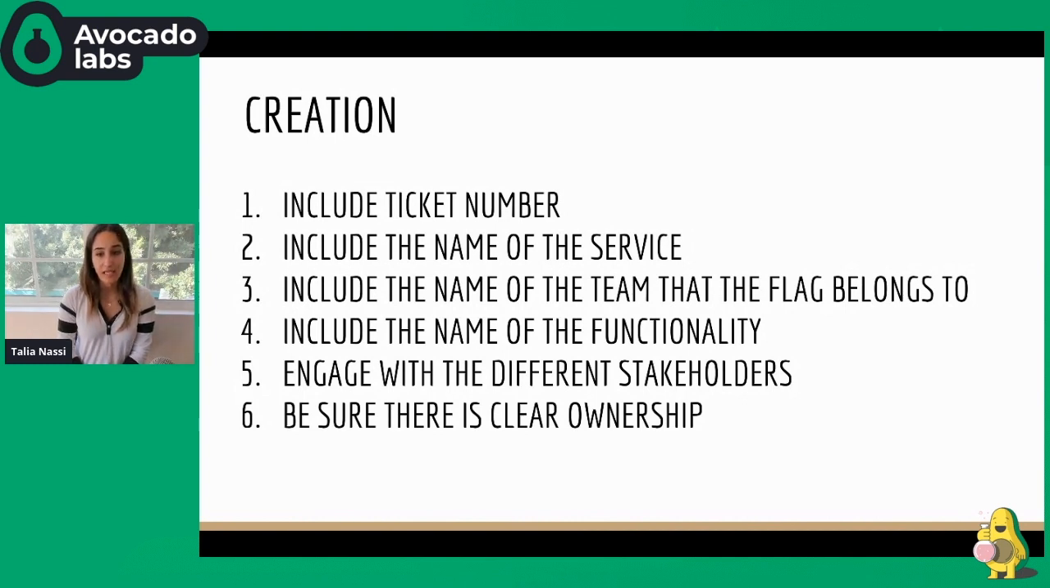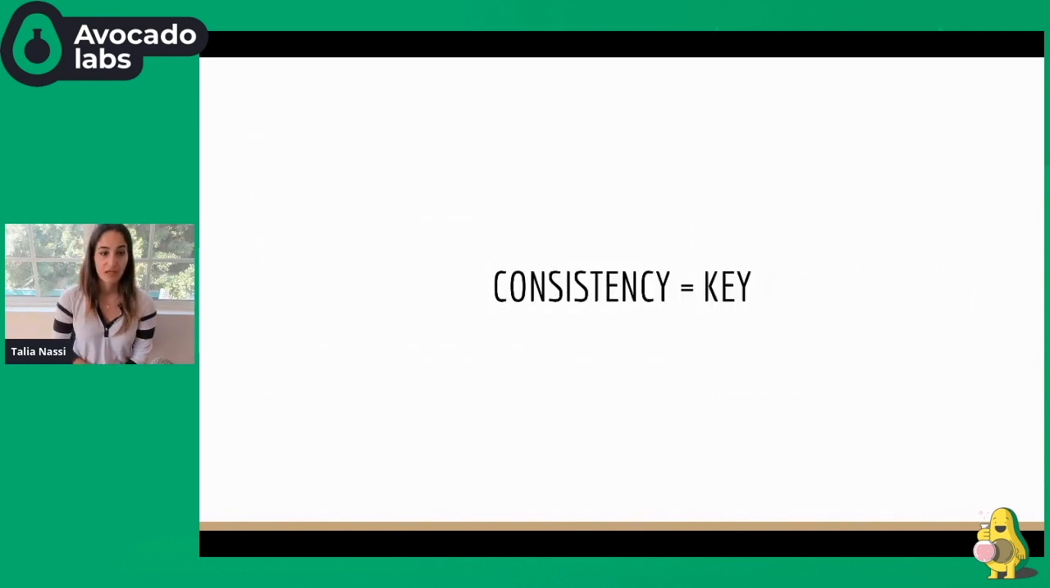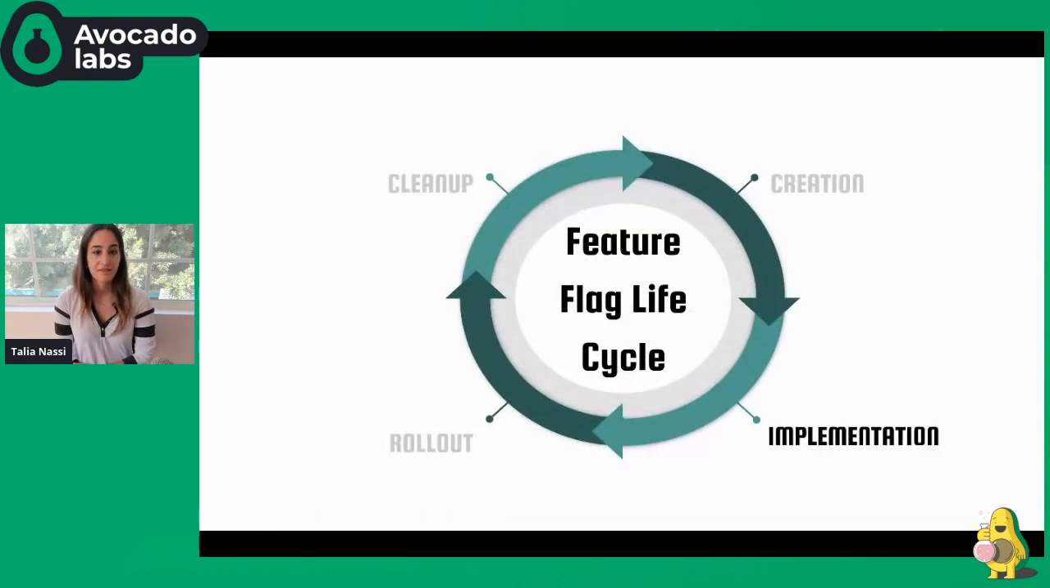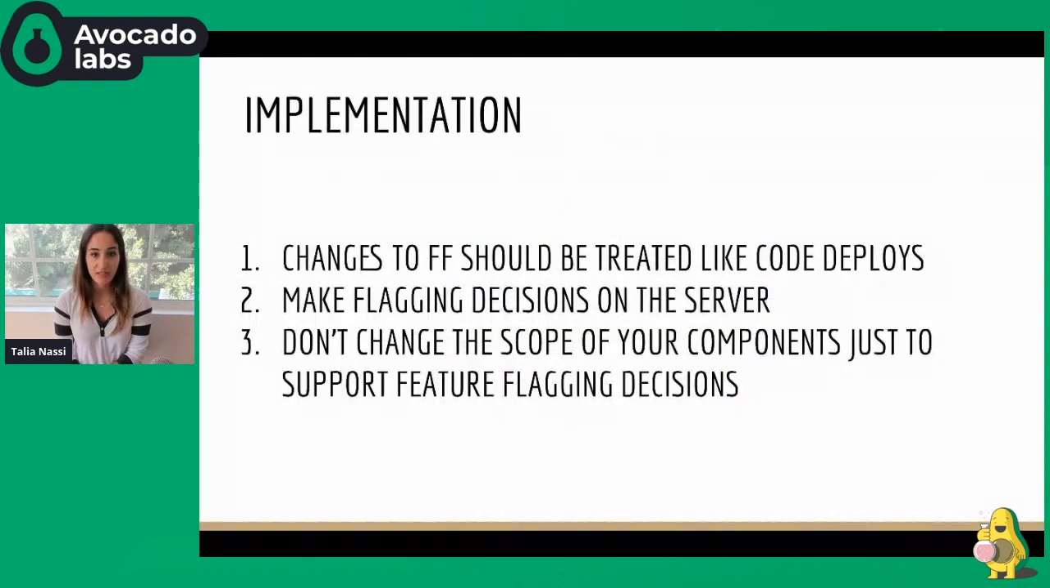You should also engage with the different stakeholders on your team to define something that makes sense for all of your teammates, and just be sure that there's clear ownership when you create this flag to reduce friction later on. And then just remember, consistency is key. So if you start out with one naming convention, be sure to keep that consistency throughout your project to avoid confusion. The next step is implementation.